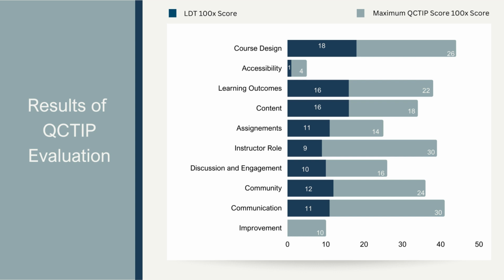Despite its limitations, the QTIP scorecard did offer some insight into the quality of LDT 100. The chart here displays the score received in each of the QTIP's 10 categories and compares it with the maximum scores available. Overall, the course received 103 out of 194 points. As you can see, LDT 100 did not score exceptionally well in most categories. Some of this is due to lack of information. For example, I was unable to assess the course's continuous improvement score because I did not have access to the information being graded.